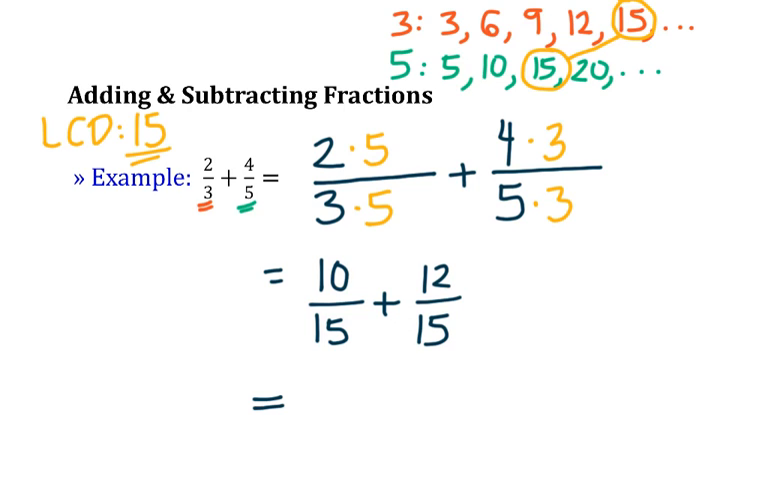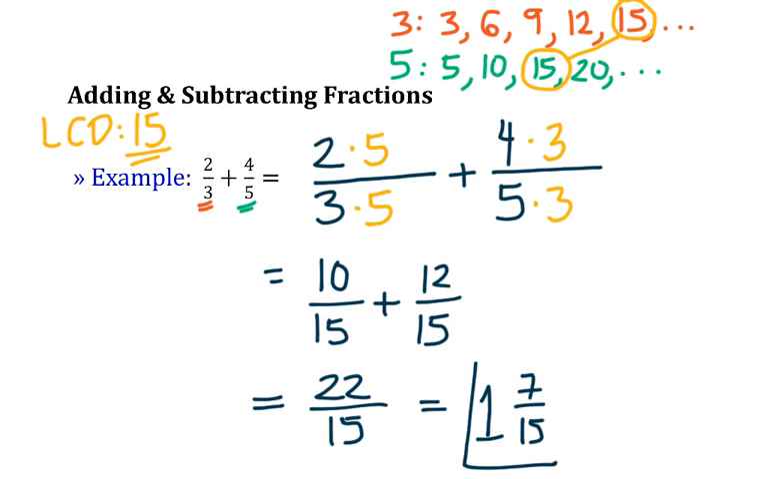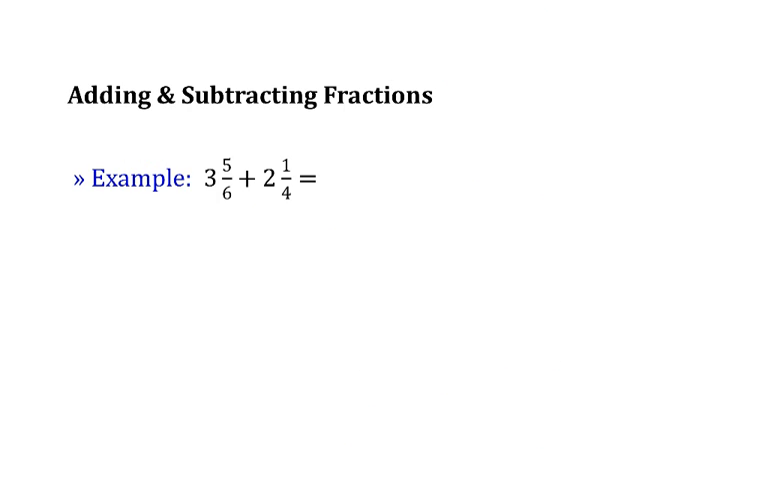So, adding the numerators, 10 plus 12 gives 22. That's all over the common denominator of 15. And I'll leave this as something for you to check for yourself, but 22 over 15 as a mixed number would be 1 and 7/15. And that would be the final result for this one. So let's try another one.